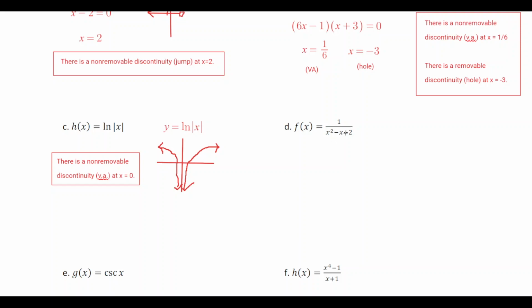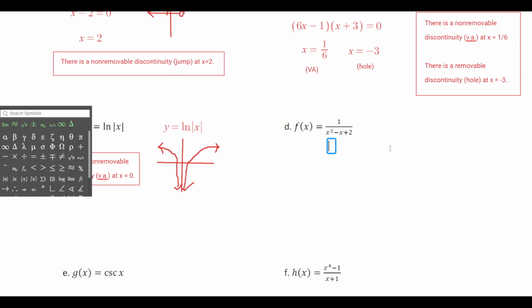Now this doesn't factor. x squared minus x plus 2. There's no two values that multiply to give me 2 but add up to -1, unfortunately. So if I'm going to try to solve the equation x squared minus x plus 2 equals 0, I'm going to have to use the quadratic formula.